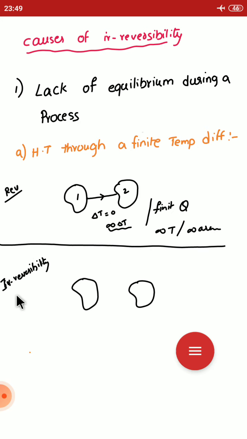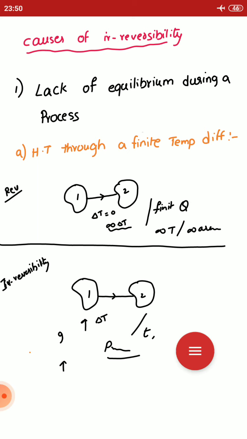With a finite temperature difference, if heat transfer takes place from one body to another in a finite time, then this process is an irreversible process. The greater the temperature difference between the two bodies, the greater the irreversibility. This is one of the examples.